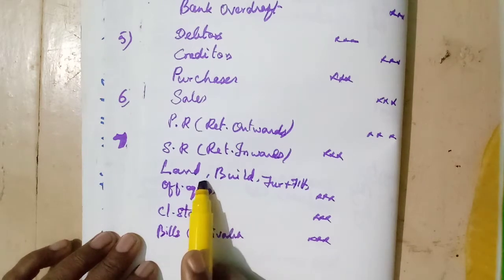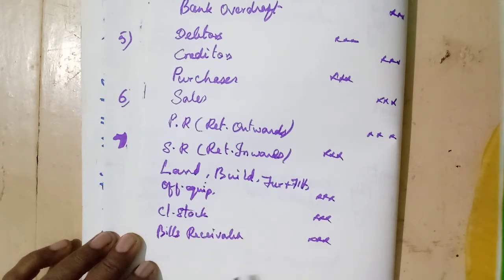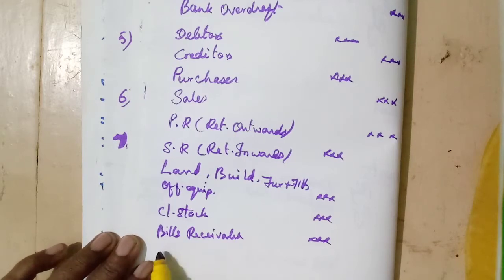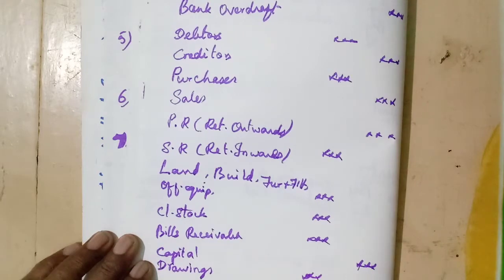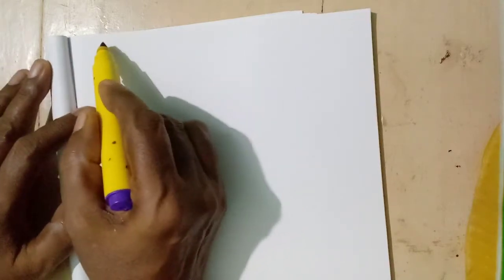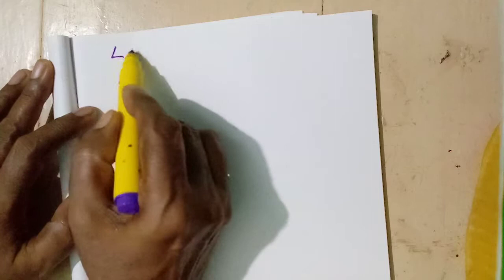Then if all the assets are debit balance, all the liabilities are credit balance. Liabilities, the capital, credit. But drawings, debit. Drawings, debit. Then other liabilities. Loan, any loan from bank, any loan, that is credit balance.